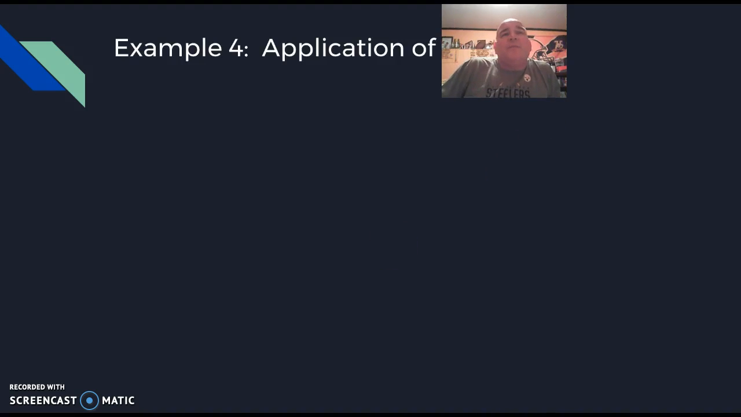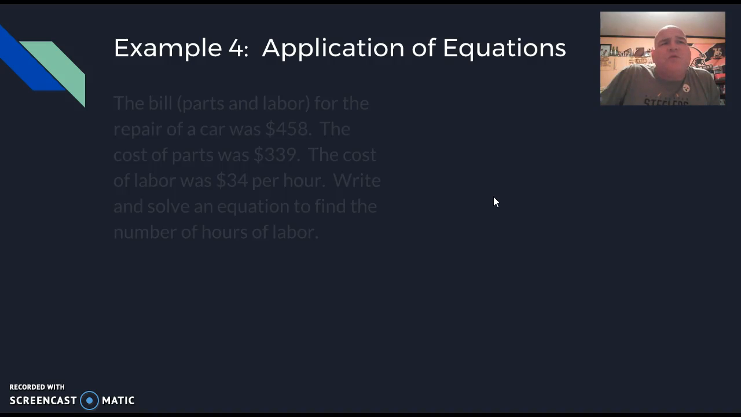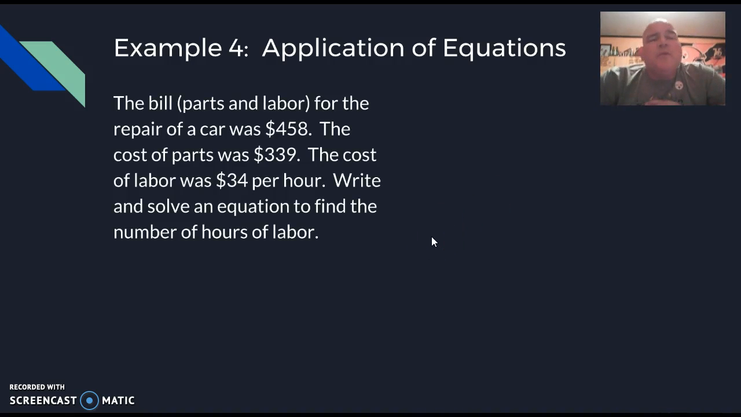In our final example, it's an application problem. We're going to have to write our own equation. So here's our scenario. The bill, parts and labor, for the repair of a car was $458. The cost of parts was $339. The cost of labor was $34 per hour. Write and solve an equation to find the number of hours of labor. Well, parts and labor together, combined, total means addition. So parts plus labor gives us our total.